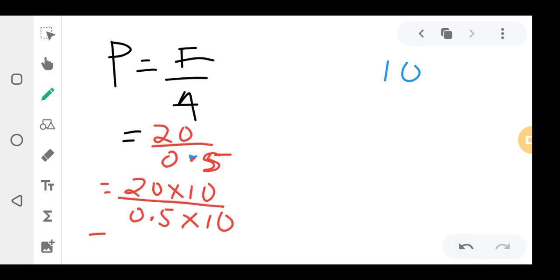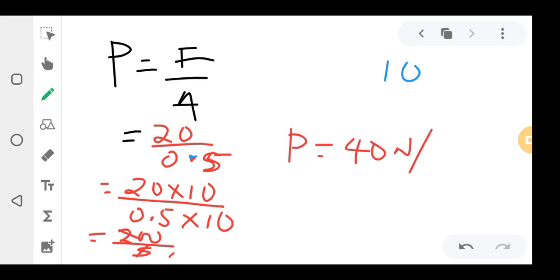Okay, so it means that to be 2,000 divided by, the decimal point will disappear, so 5 will remain. Only 5 will remain. So 5 into 5 is 1. 5 into 20, it's 40. It's 4. So it means the P is going to be equal to 40 newtons per cubic centimeters, because remember the force is in, the area is in centimeter cubed.